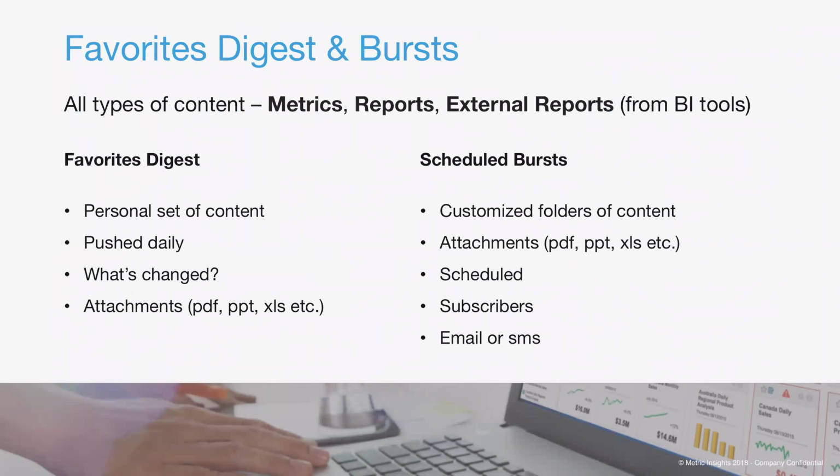And so both favorites, digests, and bursts allow the user to receive content in any format and from any source. When we talk about these different formats, it's actually a very important concept, right? A user, either he or she, is used to receiving data in a particular format, and anything that strays from that might set them off, or it might confuse them, whatever it might be. So Push Intelligence allows various formats to be sent in terms of distributing content.